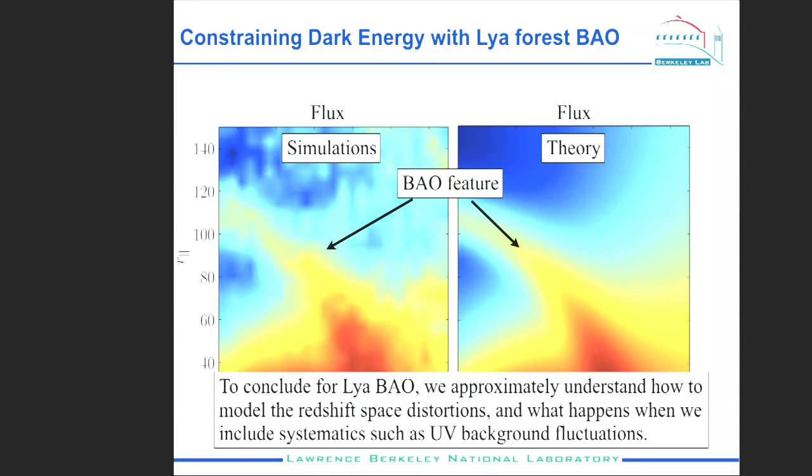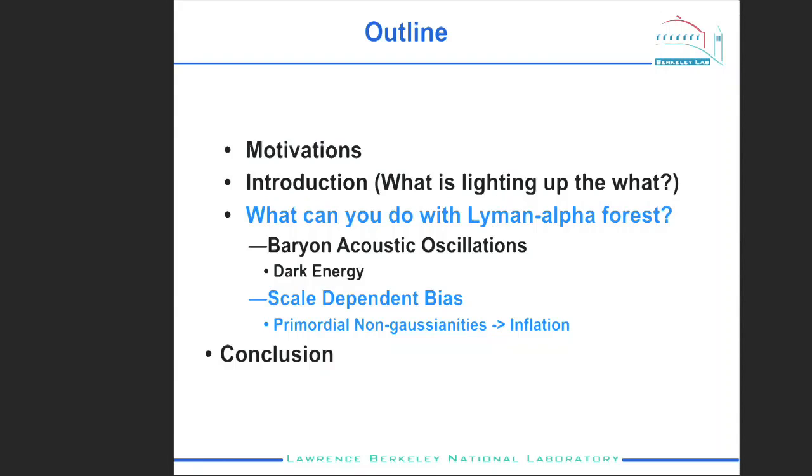To conclude for Lyman alpha forest BAO, we approximately understand how to model redshift-space distortions and what happens when we include simple systematics like the UV background fluctuations. Right now, Lyman alpha forest BAO is a way to get, very nicely at high redshift, the expansion of the universe. People have done this now, and I was part of the team. But I want to mention that the redshift-space distortion part, nobody has done it yet because there's no theory for it. So I encourage you to think about this; it is an open problem.